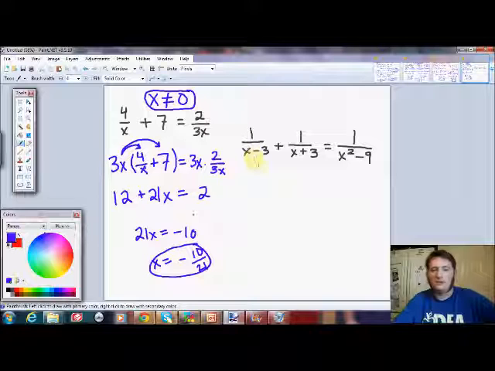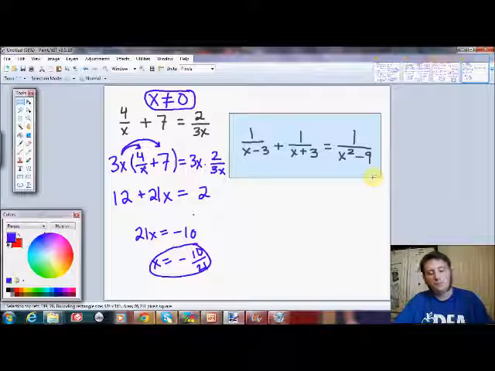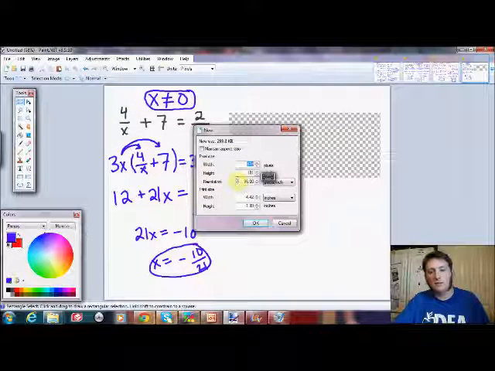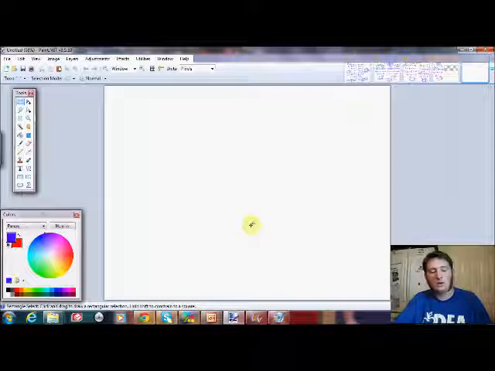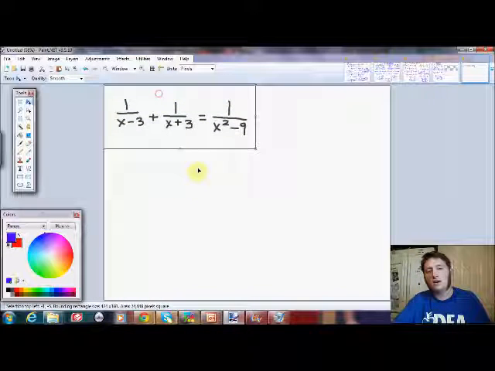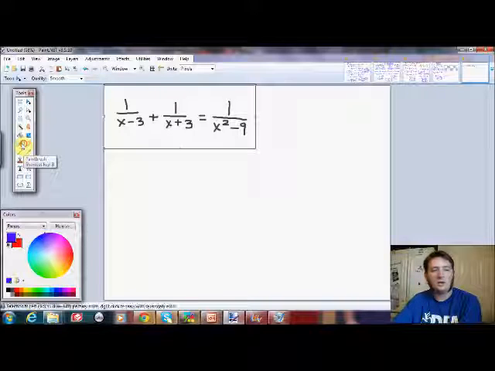Okay, this one, I honestly think I need more room than what I've given myself. Let's try that again. Let's cut that off. This one. And I'll create a new page. And cheat and move this up here. And now I've got the whole page. Alright.